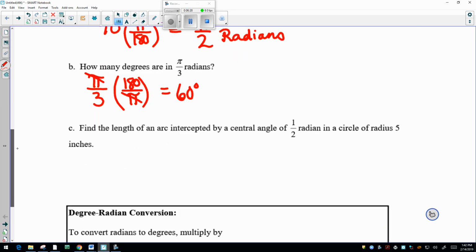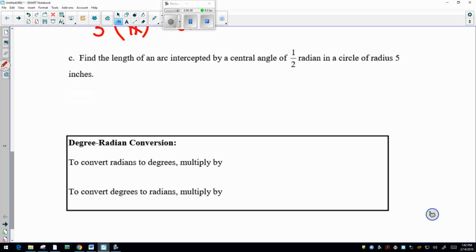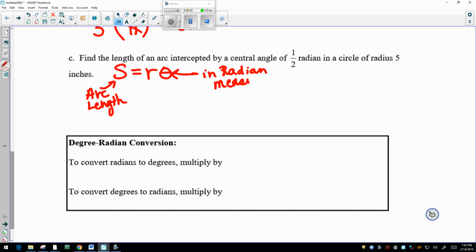One other formula that we had used last year in Algebra 2 was our arc length formula. And our arc length formula was S is equal to R theta, where S was your arc length, and theta is your angle, but in radian measure. That's huge. You want to remember that. This needs to be in radian measure when we're using this.